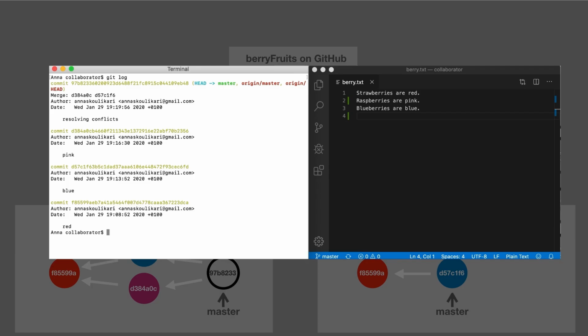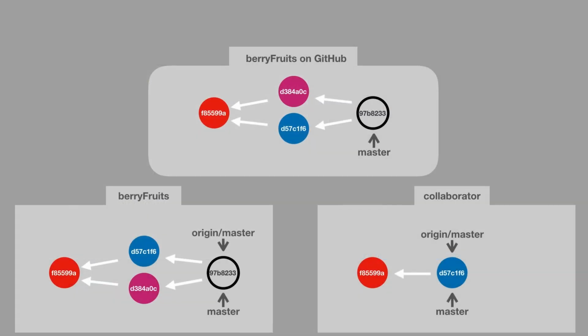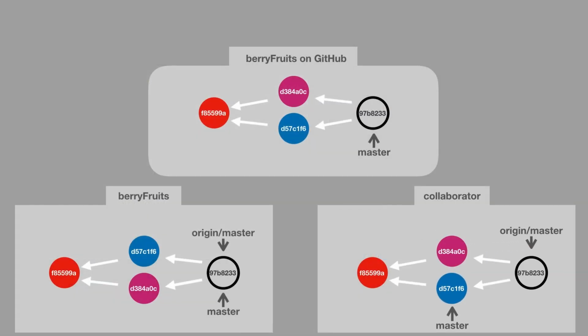So now we do another git log. We can see all the commits are there. So we can see it fetched all the changes, and then it merged them in, and our master branch now points to the latest merge commit.